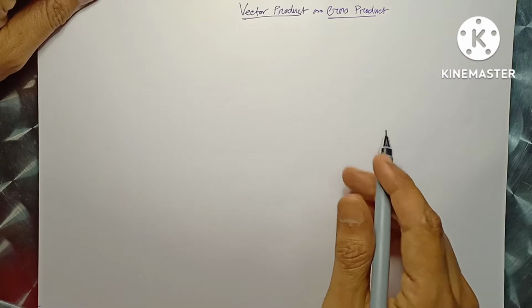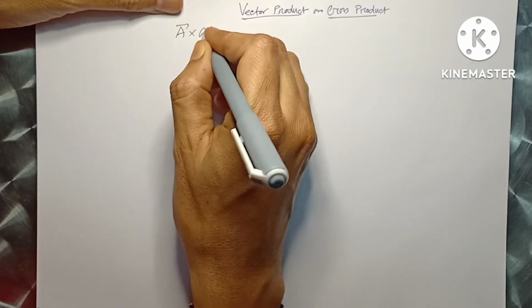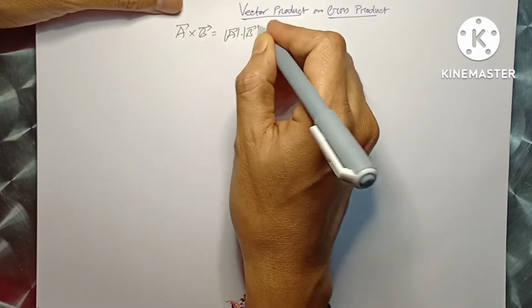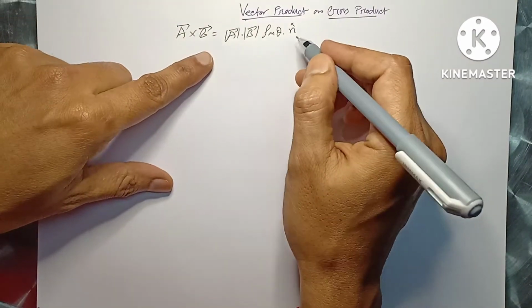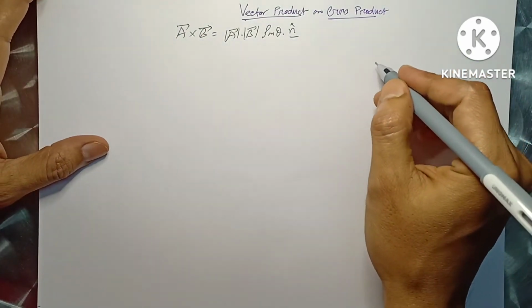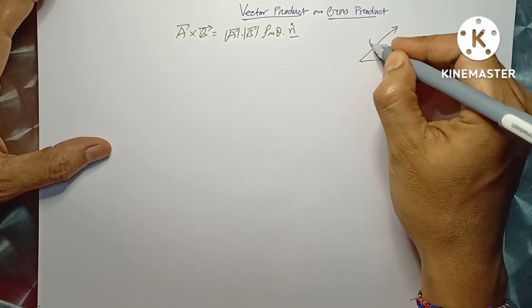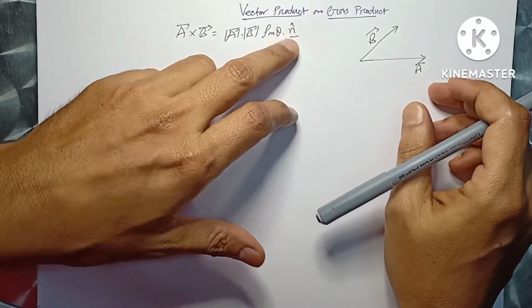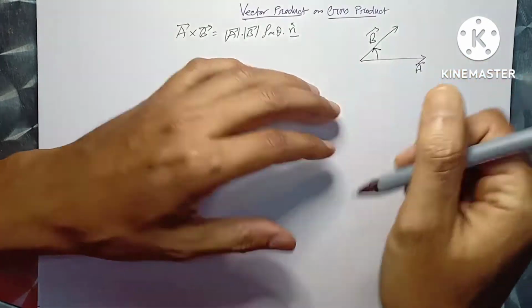Now consider the vector product or cross product, which can be represented by A vector cross B vector equal to mod of A into mod of B into sin theta into n cap, where n cap is the unit vector perpendicular to both A vector and B vector. Suppose A vector and B vector are directed on the plane of the paper. So the direction of n cap depends on A cross B.